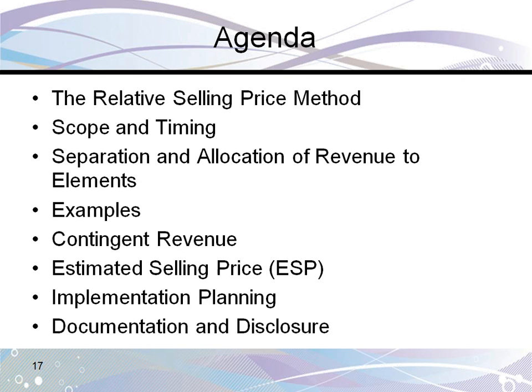So we'll be looking at the relative selling price method, the scope and timing of when it needs to be applied, separation and allocation of revenue in multiple element arrangements. We'll have some examples so we can understand how we apply these principles that we talk about. We'll look at contingent revenue, estimated selling price, how to plan and perform an implementation of the new EITF if you haven't done so already, and discuss documentation and disclosure.